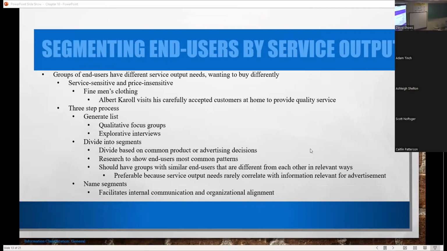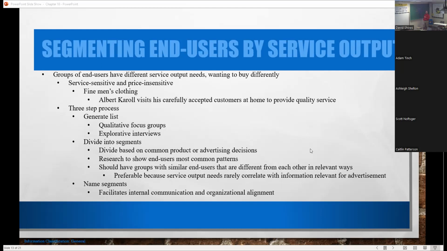We talked about how we go about doing market segmentation, and we talk about doing it by service inputs. It's easy to talk about the service inputs, but how do we actually do it? What is the actual practice of it? The way we do it is a 3-step process. First, we generate a list of our customers. These can be individuals.